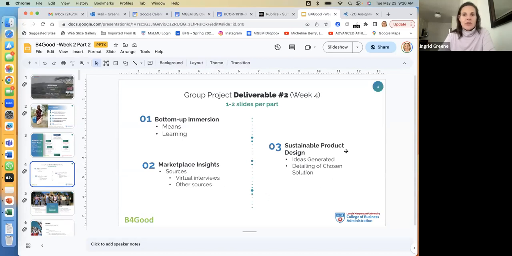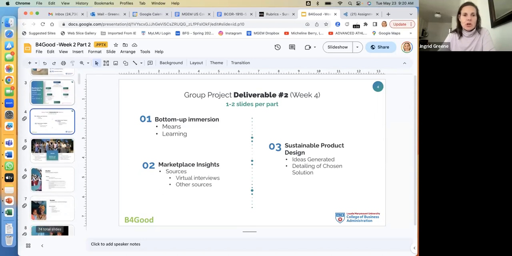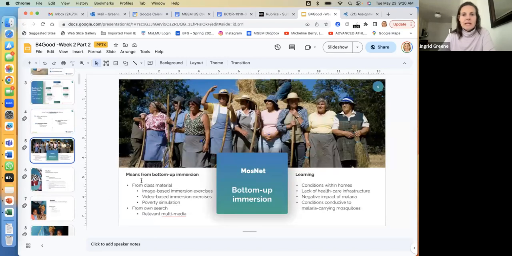And then, as I mentioned, finally, your last portion of the deliverable will be the design. And first, I actually want to see all the ideas that you generated, and then the detail of what you actually chose for your solution. So let's look at some examples. First, that bottom-up immersion. If we look at the example for the mosquito net, you'll see the means are here on the left-hand side and the learnings are on the right-hand side.